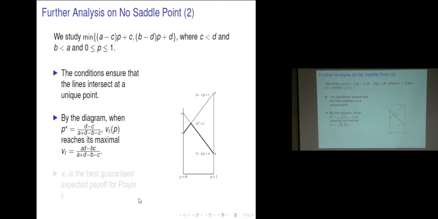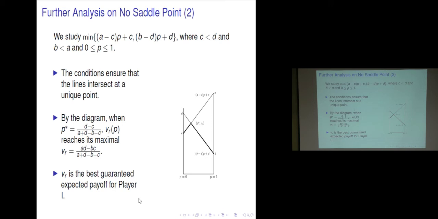Okay. So by the diagram, we know that this intersection P star is special. So you can solve for P star, which is this. And then the value it achieves, V sub R at P, is here. So V sub R is the best guaranteed expected payoff for player one. You see, on this screen, it doesn't show.